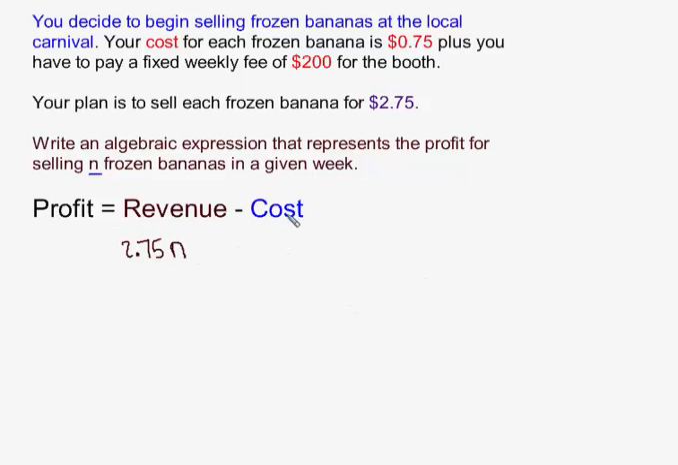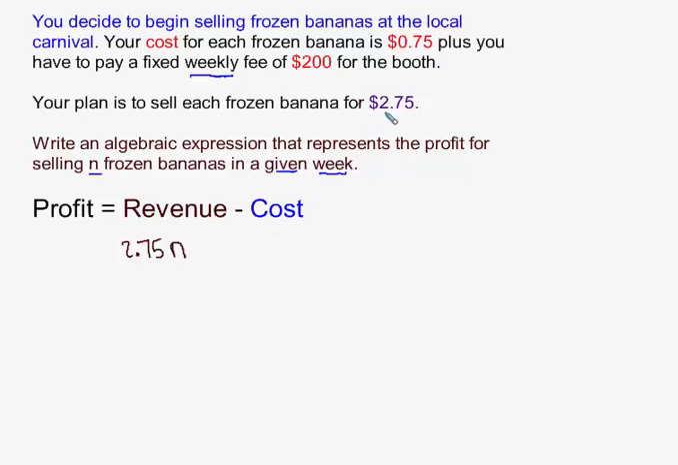So to write a formula for my costs, I have to go back up, and I color-coded this. The items in red are my costs of running my little business. My cost for each frozen banana is 75 cents or $0.75. Plus, we have to pay a weekly fee of $200 for the booth. You do have to be careful that this is in weeks and realize that we're lucky here that the profit function we are to write is our profit in a given week. So there's no converting of units in here. This is the weekly fee for the booth, and this profit is our weekly profit.